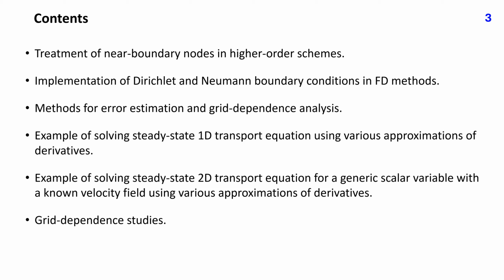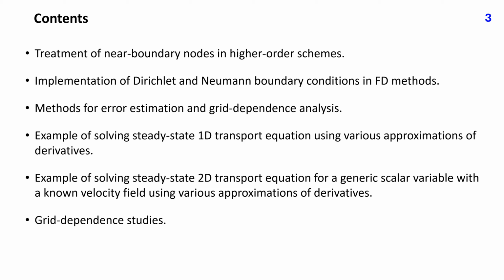The next topic is the implementation of Dirichlet and Neumann boundary conditions in finite difference methods, followed by a description of methods for error estimation and grid dependence analysis. The finite difference methods described in lectures 4 and 5 are then applied to two test cases. One is a one-dimensional test case with an exact analytical solution so that errors can be directly computed. The other test case is two-dimensional with an analytically defined velocity field.